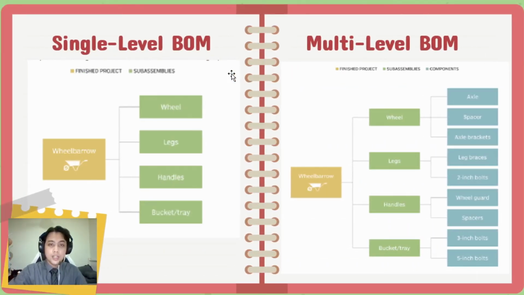A bill of materials can be single-level or multi-level. Let's say the wheelbarrow can be broken down into wheel, legs, handle, and bucket. A multi-level bill of materials offers greater detail of the parts needed to produce a wheel, legs, handles, and a bucket.